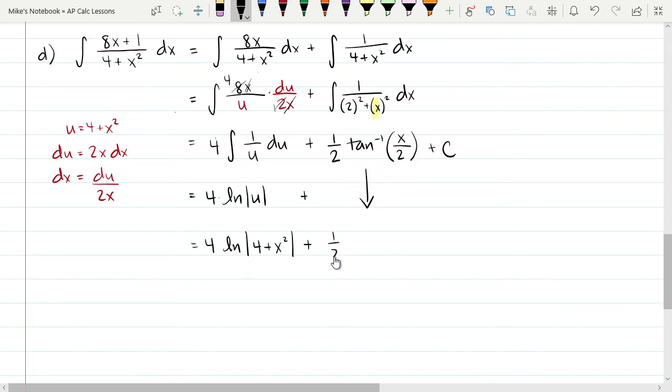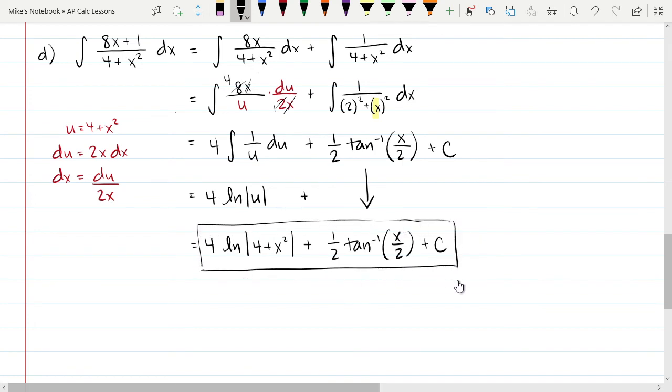And finally here we get 1/2 times the inverse tangent of x over 2 plus c. So again, you will not encounter this on tonight's homework that goes along with this lesson, but I did want to make sure that you saw that this is something to consider if you have an integrand that seems a little bit more complex than what you've done before.